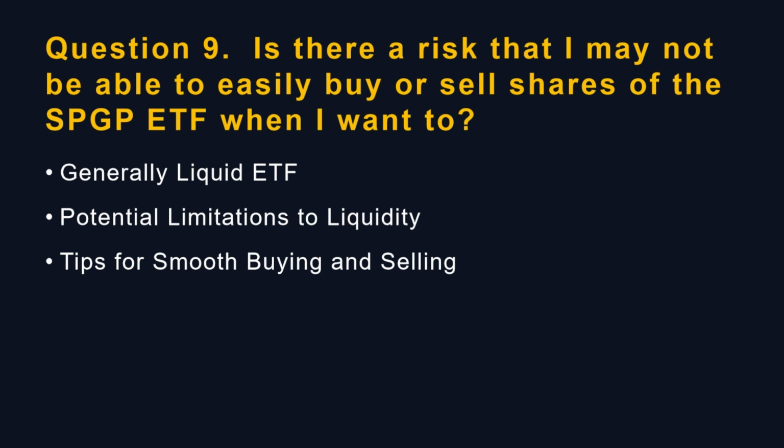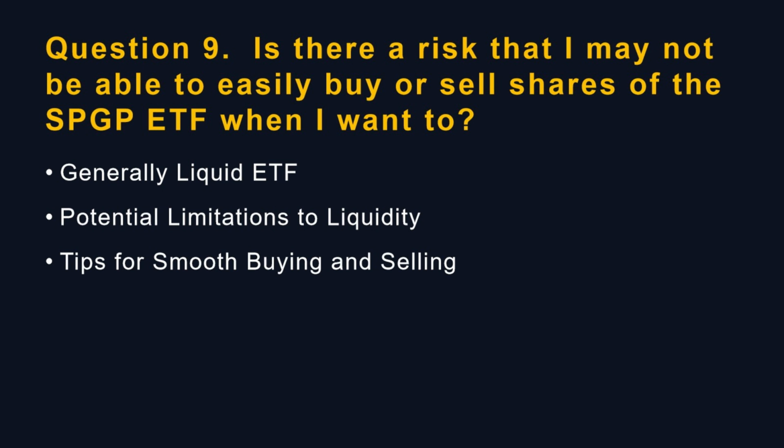Underlying holdings. It tracks the S&P 500 GARP index, which comprises large-cap U.S. companies with high trading volumes. This makes it easier for the ETF to buy and sell these holdings to meet investor demand. ETF structure. Unlike mutual funds, ETFs trade throughout the day on stock exchanges like any other security, allowing for immediate buying and selling during trading hours.